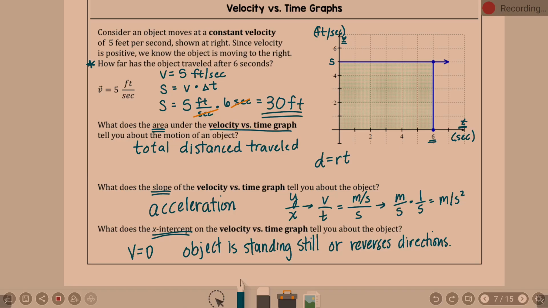A couple of different things I've written on here: for instance, 5 times 6, just showing that area a little bit. That 5 times 6 was that 30 feet. And also that here the acceleration was 0 because the slope is 0.